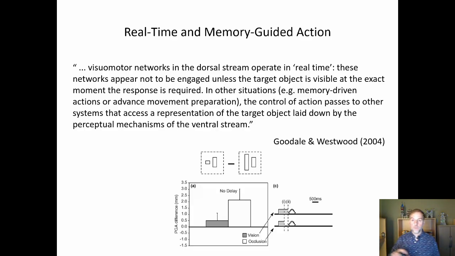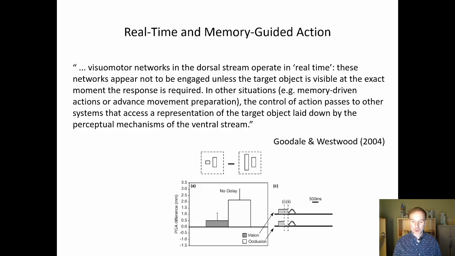So here's a good quote from the article by Goodale and Westwood. Visual motor networks in the dorsal stream operate in real time. These networks appear not to be engaged unless the target object is visible at the exact moment the response is required. In other situations, for example, memory-driven, when those glasses close, you have to use your memory to prepare your movement, the control of action passes to other systems that access a representation of the target object laid down by the perceptual mechanisms of the ventral stream.